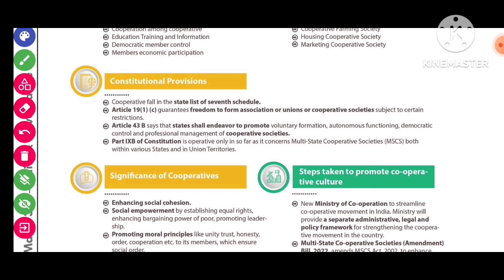Freedom to form associations or unions or cooperative societies, and Article 43B of the Directive Principles of State Policy: the State shall endeavor to promote voluntary formation, autonomous functioning, democratic control, and professional management of cooperative societies. And Part 9B of the Constitution, where the term cooperatives is mentioned.